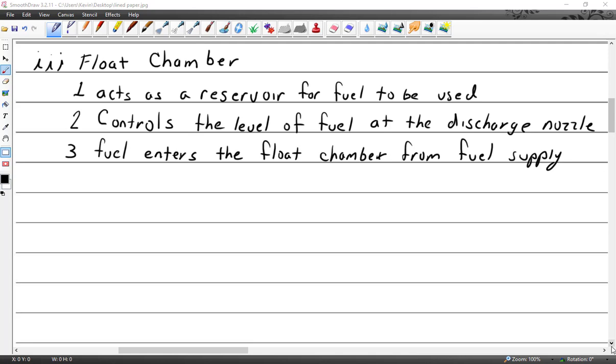And I'd already written this down. Float chambers. One, acts as a reservoir for the fuel to be used, controls the level of fuel to the discharge nozzle. What happens if the float level is too high? The fuel level. We call it the float level. It runs rich. What else happens? Whenever it's turned off, fuel just dumps out.